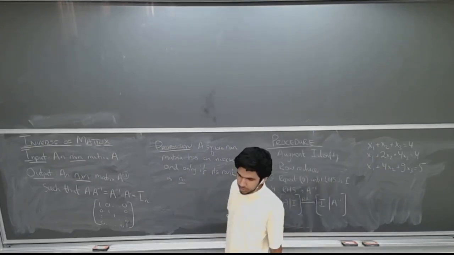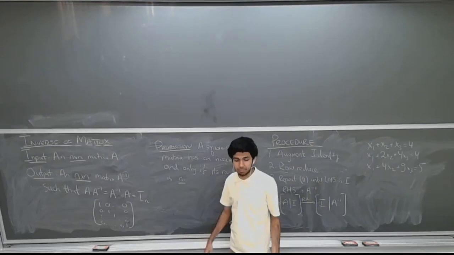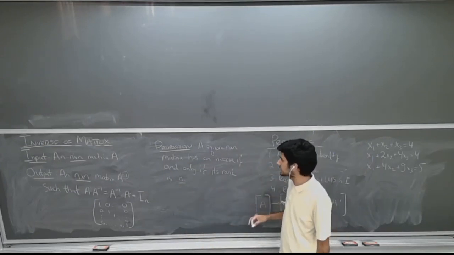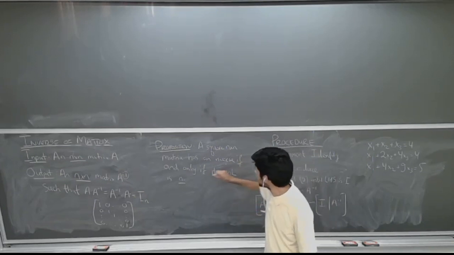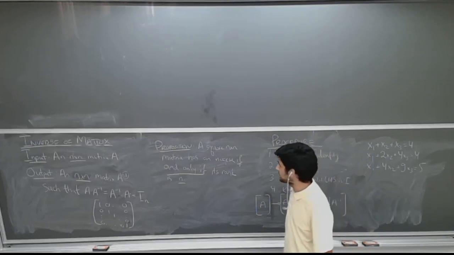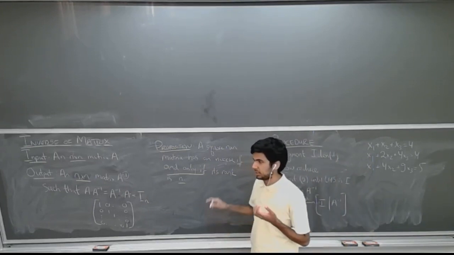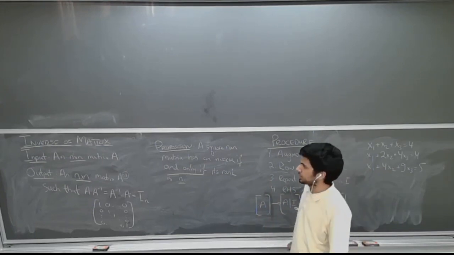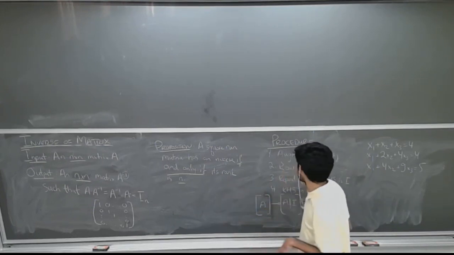And as I alluded to earlier, not all square matrices will have inverses, and in fact we have this proposition that states a square n by n matrix has an inverse if and only if its rank is n. So this means if we have a square matrix, then it'll have an inverse if its rank is n, and the converse is also true. So that's that to be aware of.